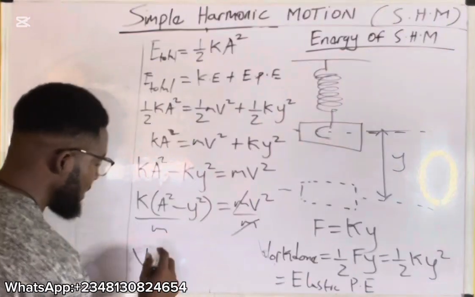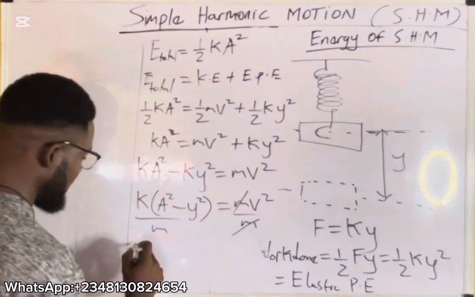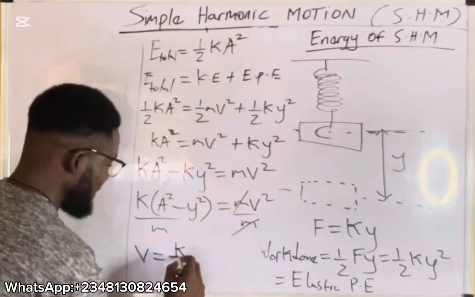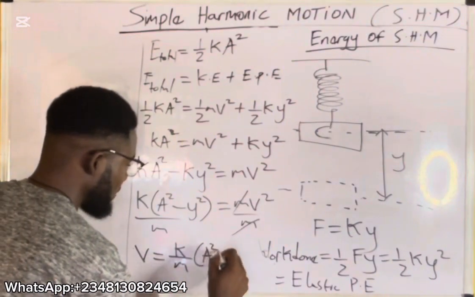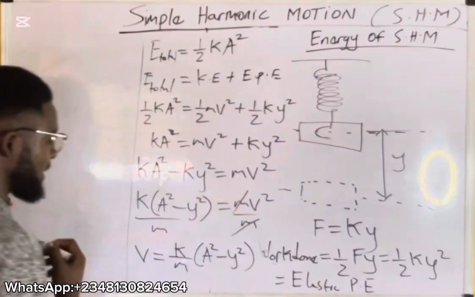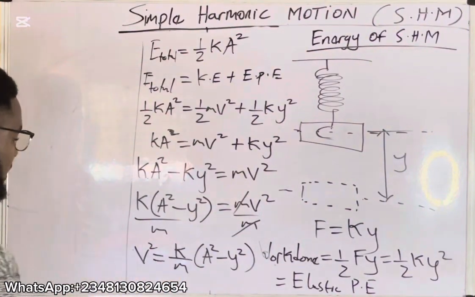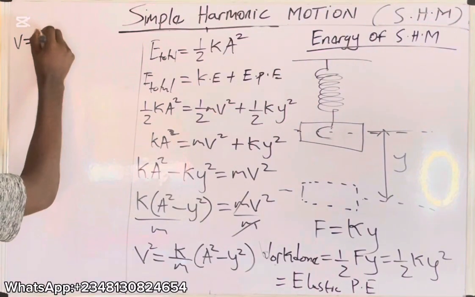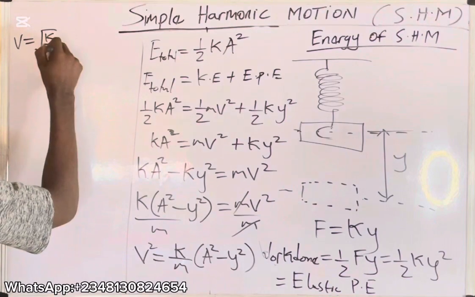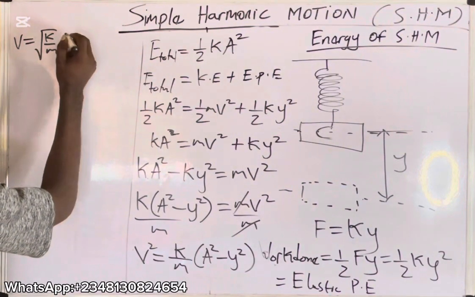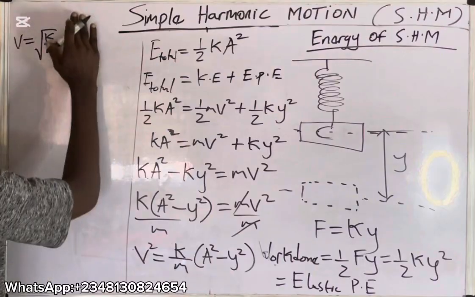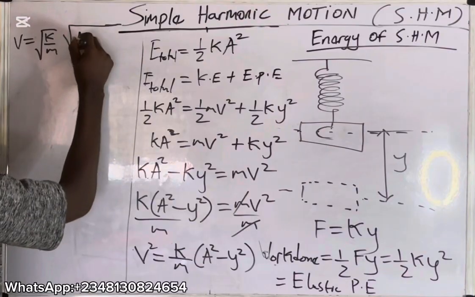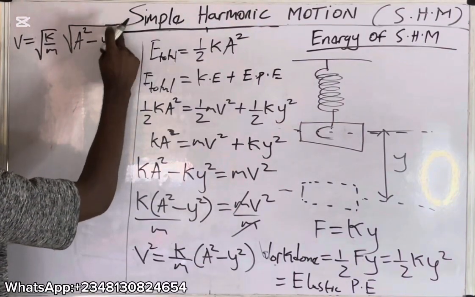So we have that V squared is equal to K over M, bracket A squared minus Y squared. Sorry, this is V squared. Okay, we take the square root of both sides. That is V is equal to the square root of K over M, then the square root of A squared minus Y squared.